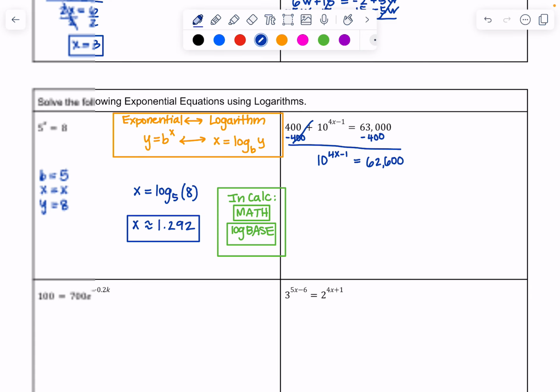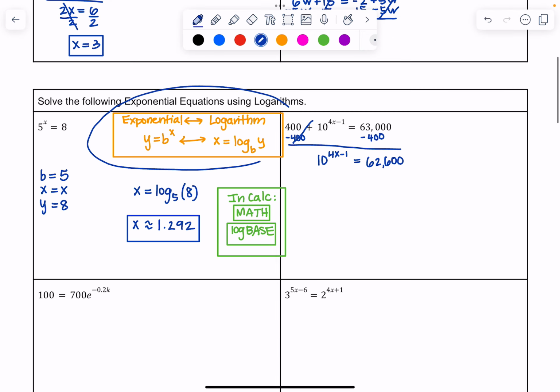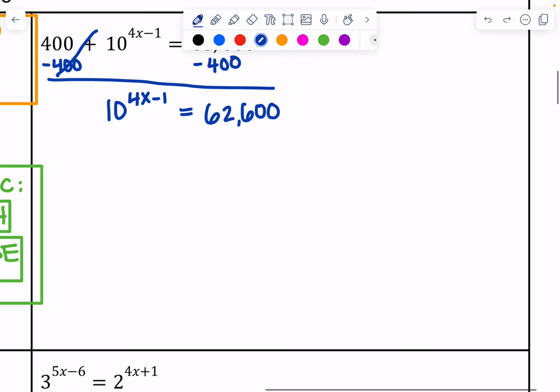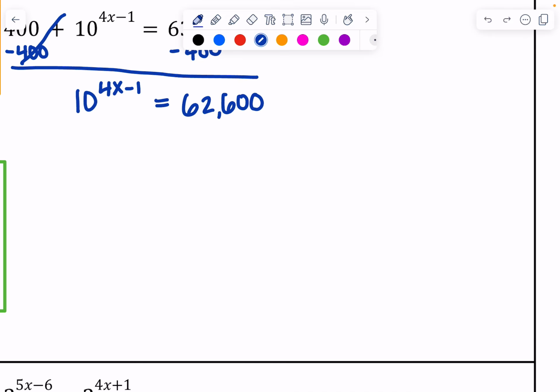Okay, here, again, I'm going to be looking at this orange box. I have the exponential form. I need to switch to the log form. And when I do that, I'm not going to show as much work as I did before. I'm going to have log base 10 of 62,600 is equal to 4x minus 1.